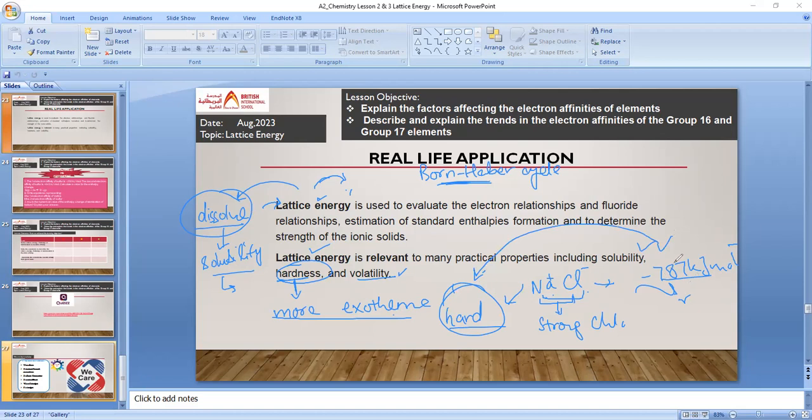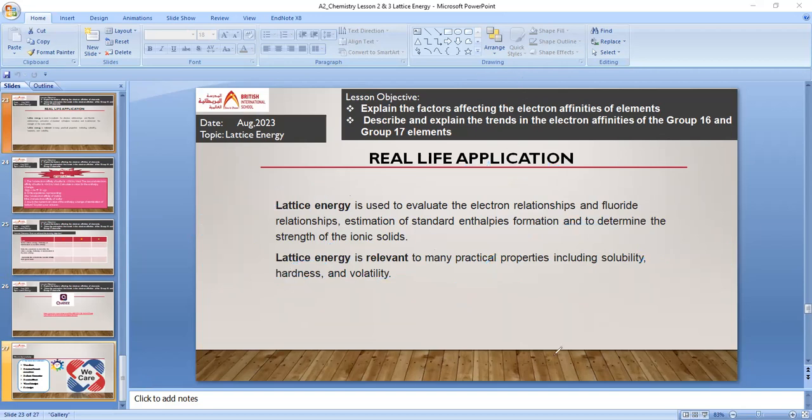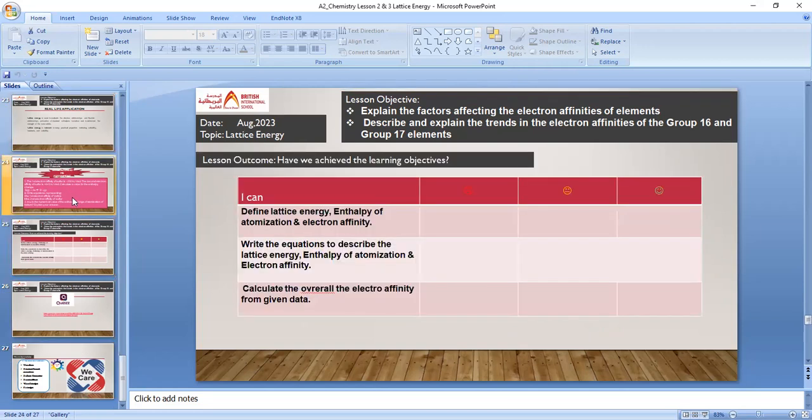If it has a more exothermic lattice enthalpy, it means it has very strong bonds. Strong bonds means it is hard in physical appearance. If it has less exothermic lattice energy, it means it is soft. So that's why we are calculating all these energies, in order to find out the physical and chemical properties of a compound. So this is the end of this chapter.